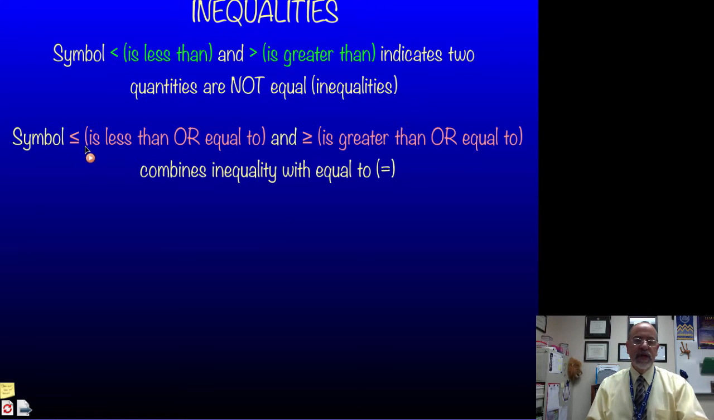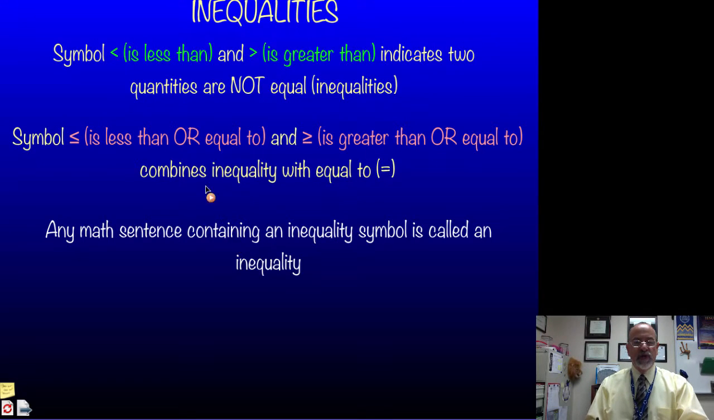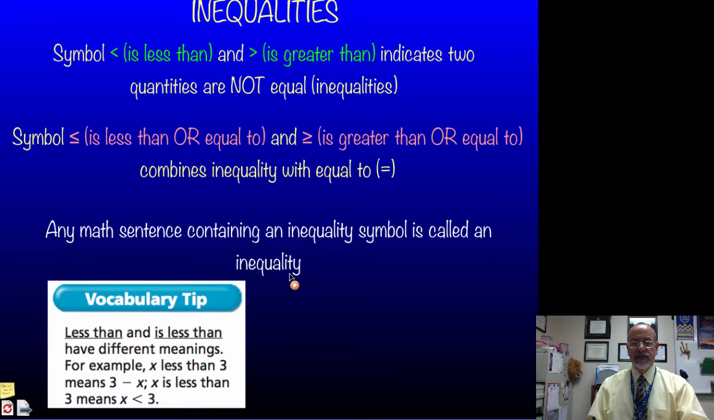So this is a combination of the inequality with the equal sign. It is important to note that even though this includes the equal sign, because there's an inequality symbol with it, these are going to be called inequality sentences or mathematical inequalities. These are not mathematical equations, even though the equal sign is part of it.